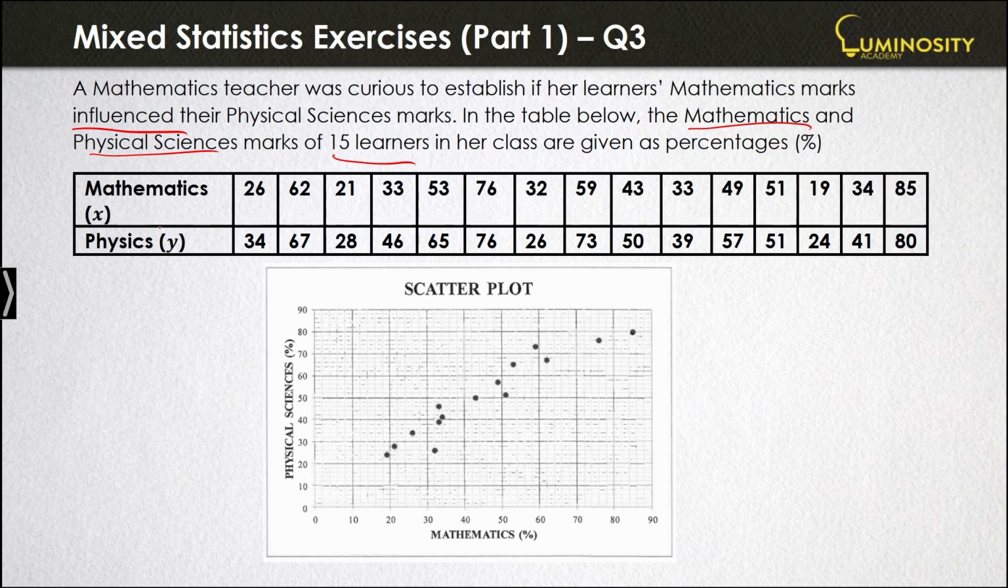And if you read the context of the question, you could have seen that mathematics is the independent variable because the teacher is wondering if the mathematics marks are influencing the physical science marks, meaning that the science marks are somehow having a relationship, are being dependent on what you get for maths. Okay, so learner 1, for example, when they got 26% for maths, they got 34% for physics. Learner 15, when they got 85% for maths, they had 80% for physics.